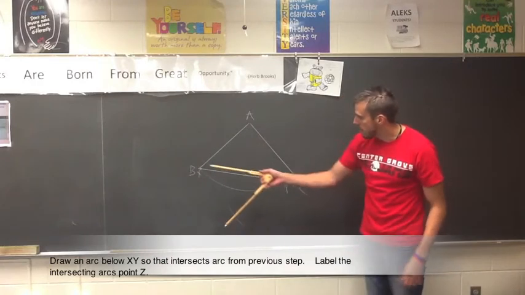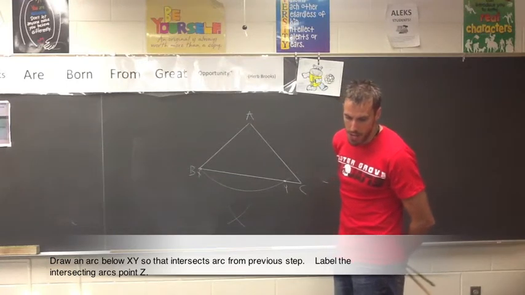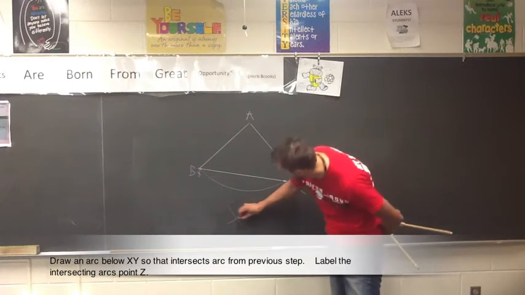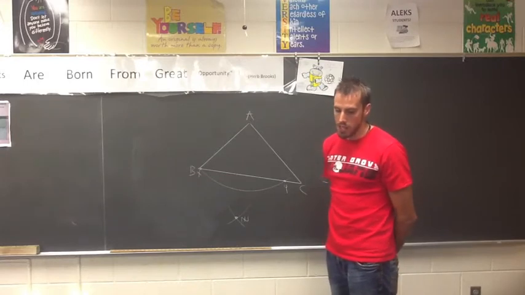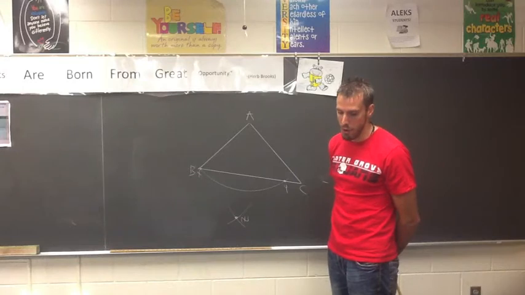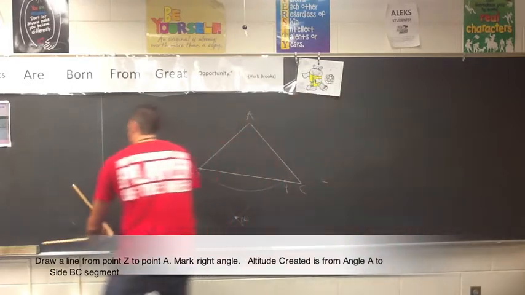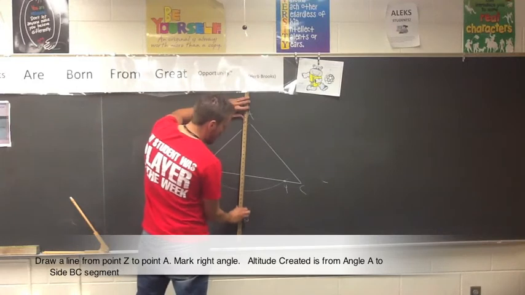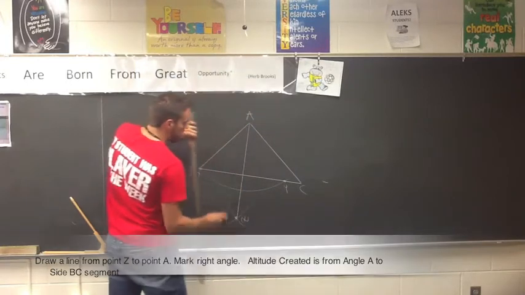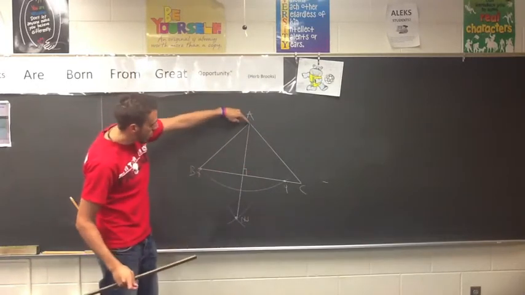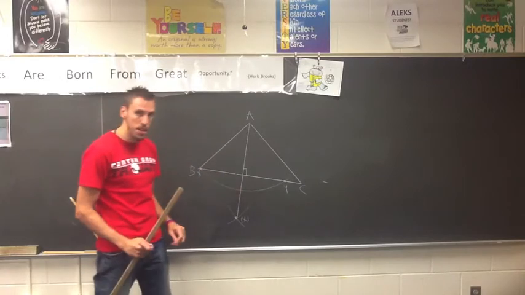Once that's created down here, we're going to label the intersection of the arcs at point Z. So here's point Z, to be consistent. Then we're going to draw a line from point Z, intersecting the arcs from step 4, to point A. So from point Z to point A. When you do this, this is going to create an altitude. The altitude is going to be perpendicular from the angle to the opposite side. It's perpendicular. It does not bisect. That's the key. There's no notation that it bisects.